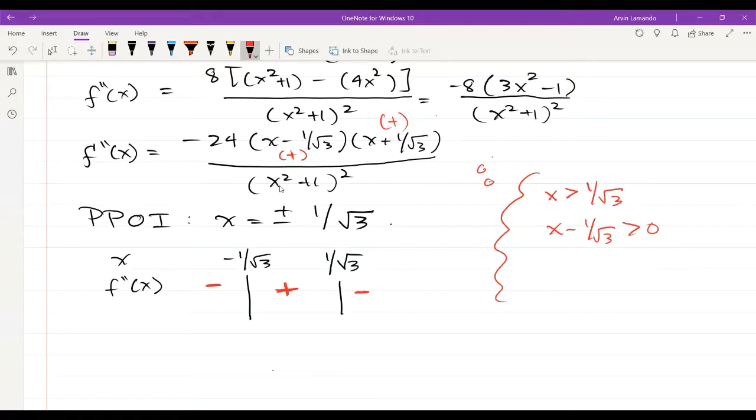So we see that as x passes through the point negative 1 over square root of 3 and positive 1 over square root of 3, f double prime of x changes its sign. Therefore, these 2 points are indeed points of inflection. Therefore, x equals positive and negative 1 over square root of 3 are indeed points of inflection.